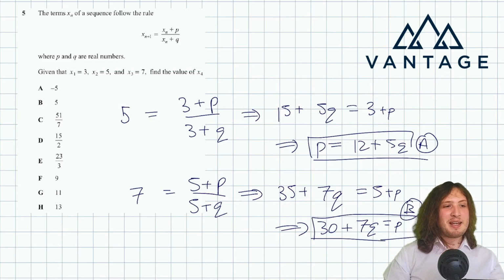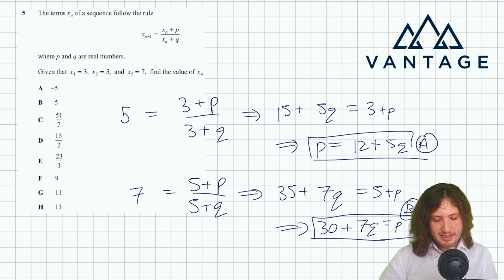Now surely, because a and b are equivalent expressions for p, we can just equate them and solve to see what q has to be. Then we can plug back into one of those to find p. So this looks really easy now.